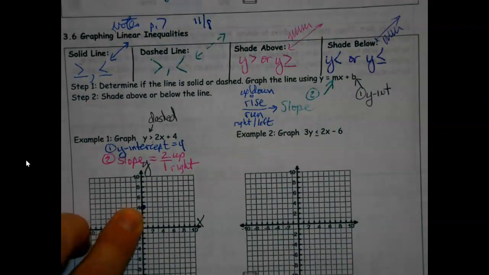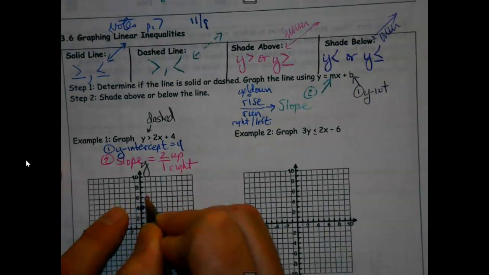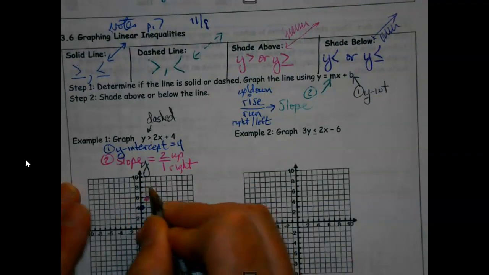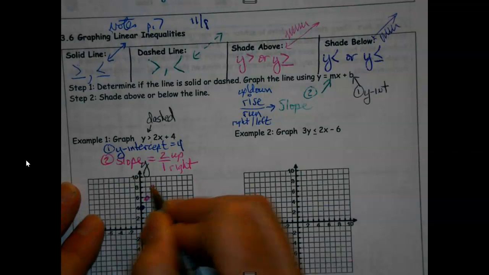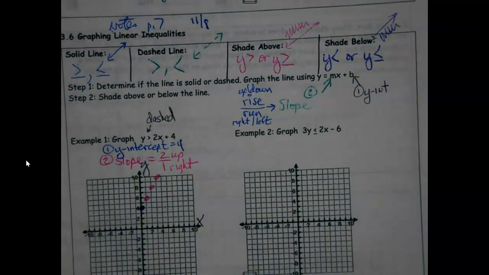So I'm going to start at that point that I already made. I'm going to go up 2 and right 1. And I'm going to keep doing it until I run out of room. Up 2 and right 1. Up 2 and right 1. You're like, okay, Hardy, I got 4 dots. I'm good. Not exactly, though.